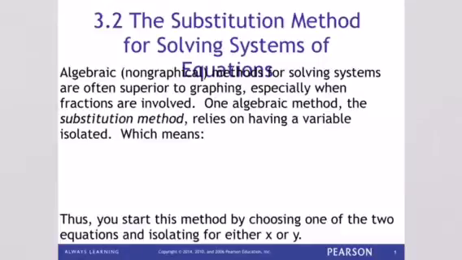All right, ladies and gentlemen, these video notes are slides 13 through 18, and these are going to show you how to solve a system of equations using something we call substitution. And if we look here, it says that an algebraic method for solving systems is often superior to graphing, and especially when fractions are involved.